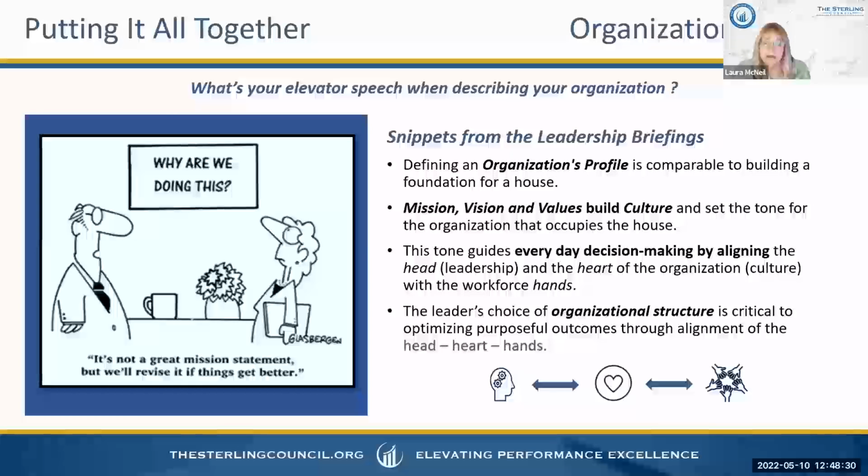This tone then guides everyday decision-making by aligning our head, which is basically leadership, and the heart of the organization, which is their culture, with the workforce hands. And the leader's choice of organizational structure is critical to optimizing the purposeful outcomes through alignment of that head, heart, and hands diagram that we have there. And we can thank Monique Akambi from SHRM and Dr. Mary Beth Corris from Pinellas County school system, as well as adjunct at USF for the contributions here.